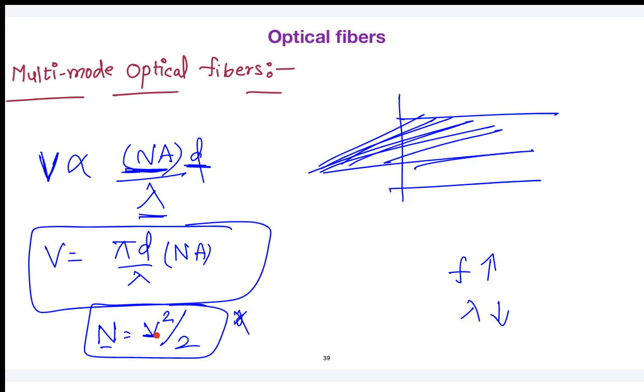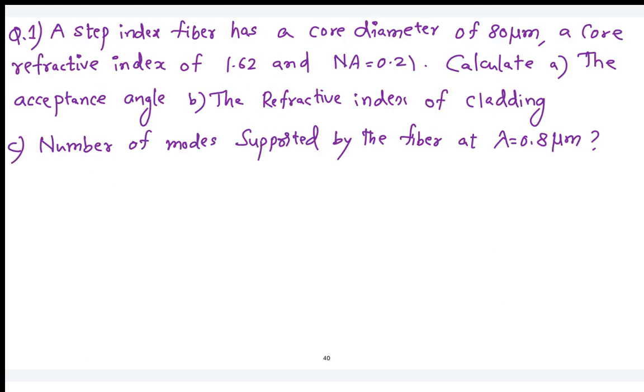And the mode volume is directly proportional to the diameter of the core and the numerical aperture, and inversely proportional to the wavelength. Okay. So let me discuss one problem, then you can understand it better, I hope. Last one.